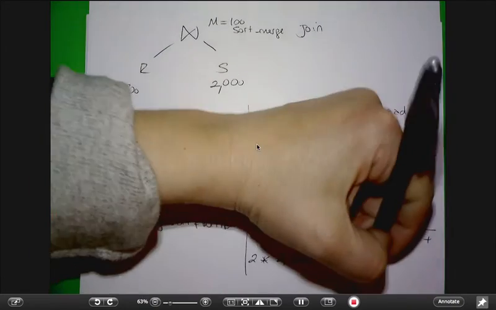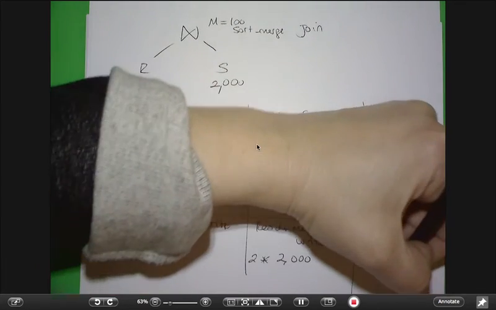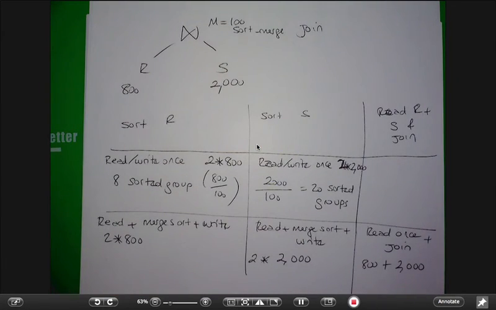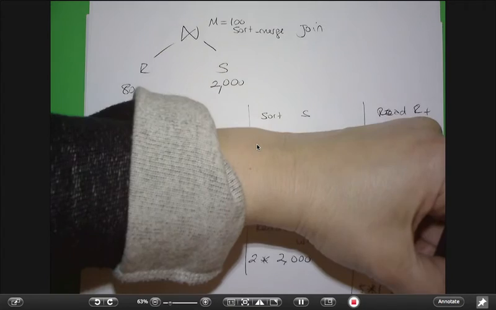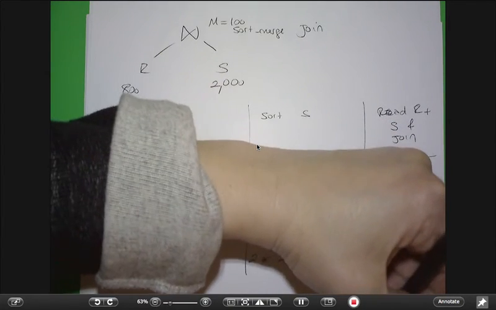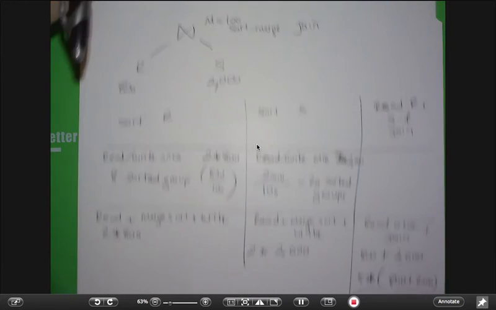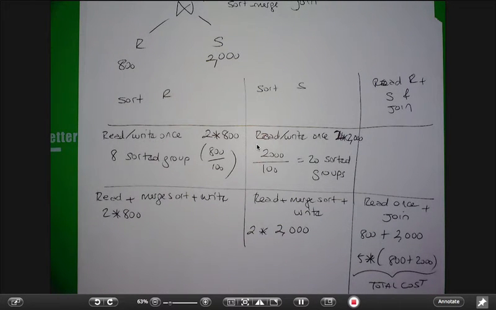So that means I will read 800 pages and 2,000 pages. Ultimately, what happened is that I read and wrote 4 times and a 5th time here, both relations. So this is the same as 5 times 800 plus 2,000 total cost. Okay? So this is what sort merge join is. But the point is that you would not do it this way, because you actually don't need to do this step at all.